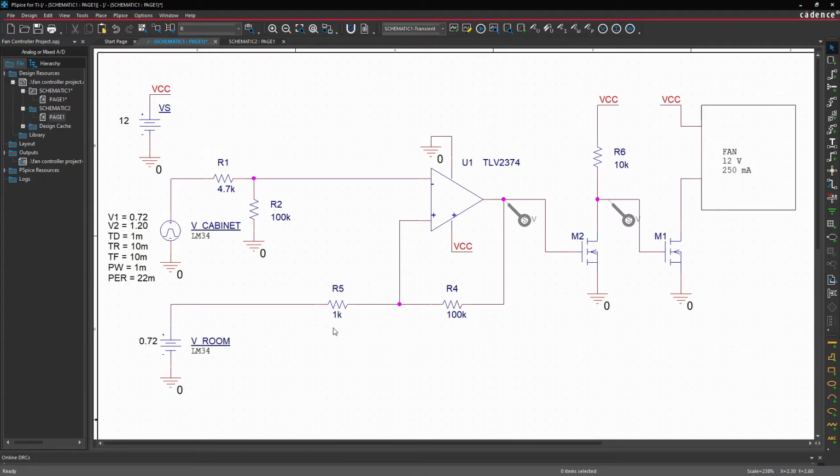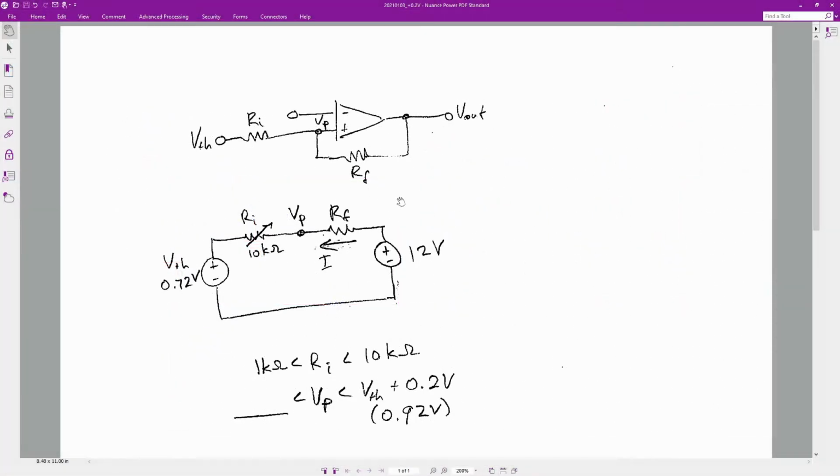Now that I've decided on a range for R5, I need to calculate R4. I figured this would be an easy thing to solve by hand, so I just jotted it down on a piece of paper. This is a simplified representation of our comparator with hysteresis circuit. Our input voltage is 0.72 volts, and our output voltage is 12 volts. I'm wanting to select a value of RF that provides me with a value of 0.92 volts as a maximum positive input threshold. This should occur whenever our potentiometer is set to 10 kiloohms.